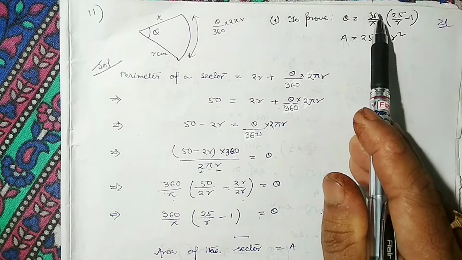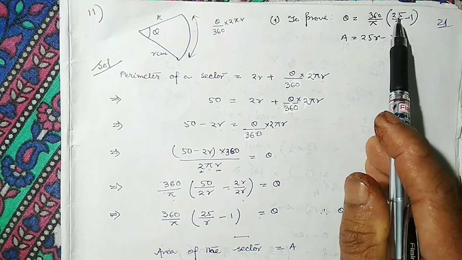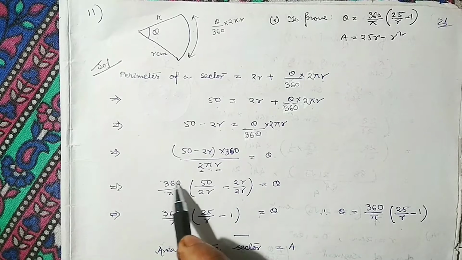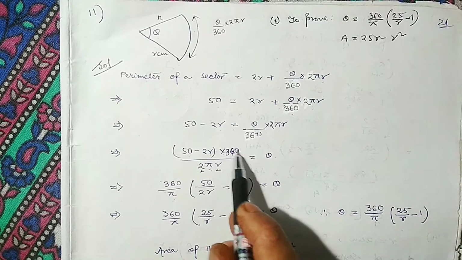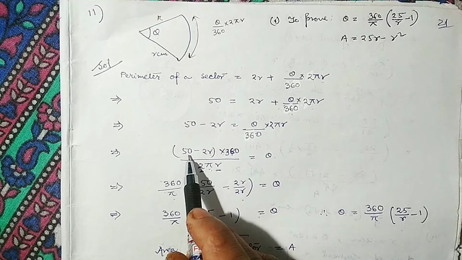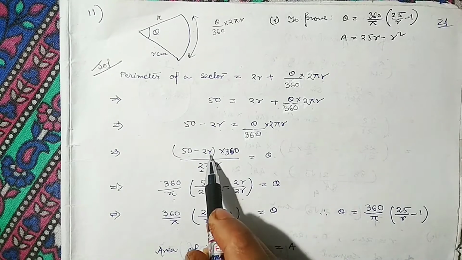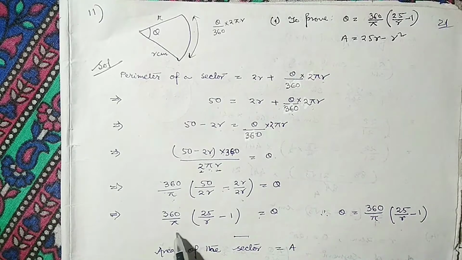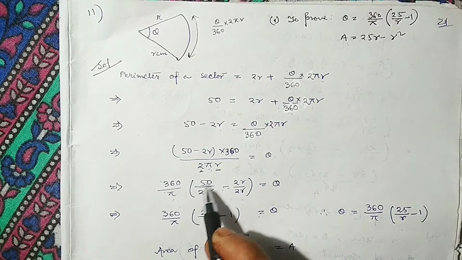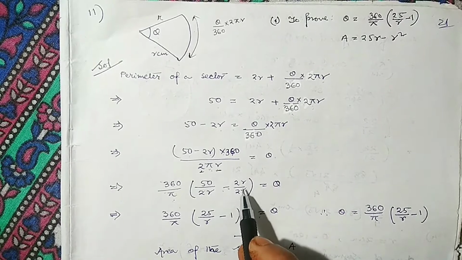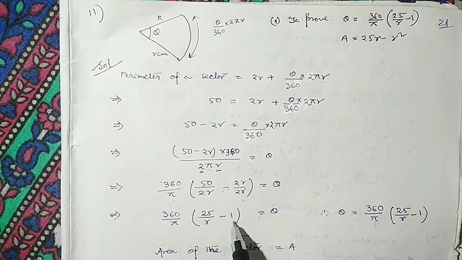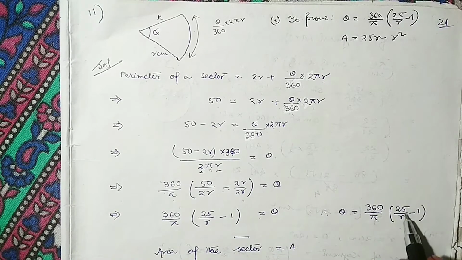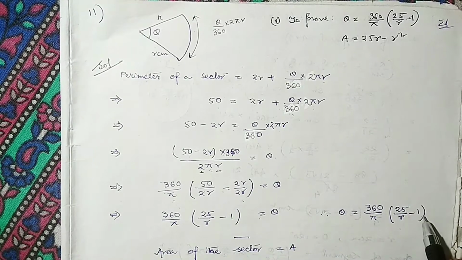Now as we are to prove 360 by pi outside, then 25 by r minus 1. So 360 by pi I have written outside, and since 360 by pi is outside, we are left with 50 by twice r minus twice r by twice r equals theta. Now 360 by pi, 2 and 50 can be cancelled. We will get 25 by r minus 1, because twice r divided by twice r will be 1, equals theta. Therefore theta equals 360 by pi, 25 by r minus 1, and this is what we are to prove.